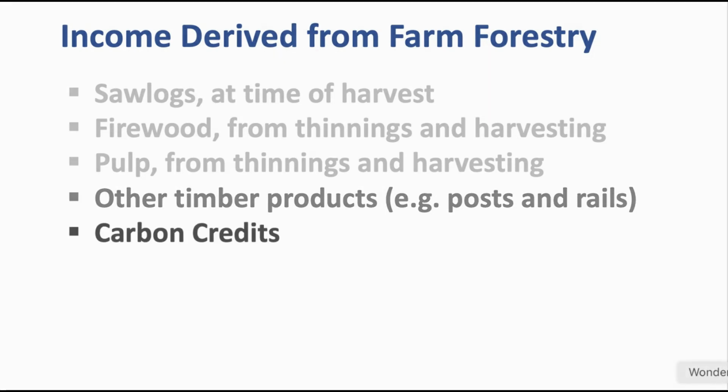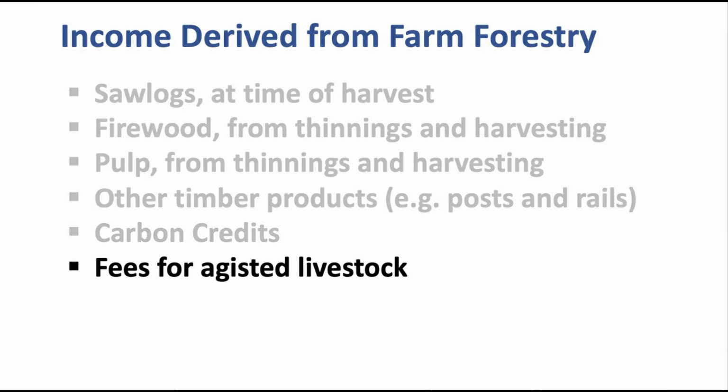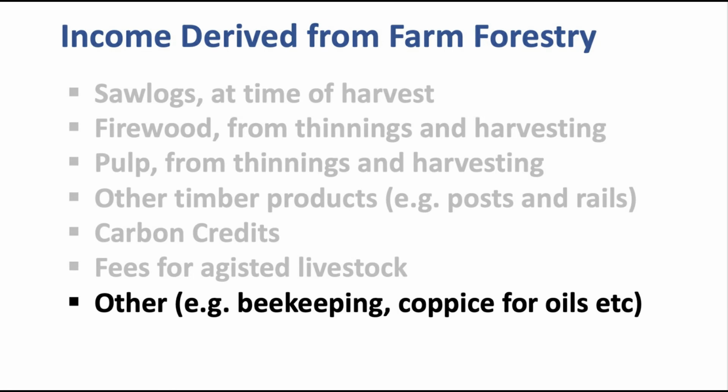We've mentioned carbon credits, and clearly that could be a major issue. If you're agisting livestock, then there could be fees that you'll earn by agisting someone else's livestock. And there may be other products that are associated with the farm forestry. Keeping bees, either for your own use or allowing others to keep bees on your property. The coppice after thinning could be used for native oils.